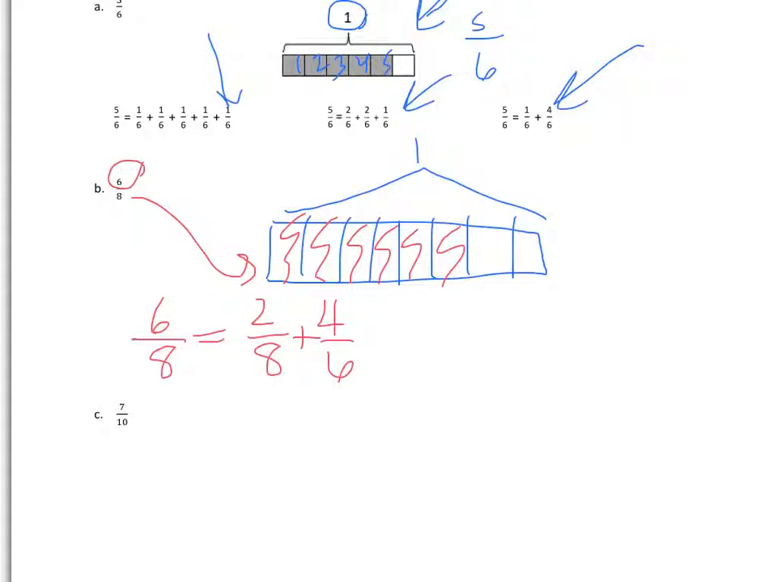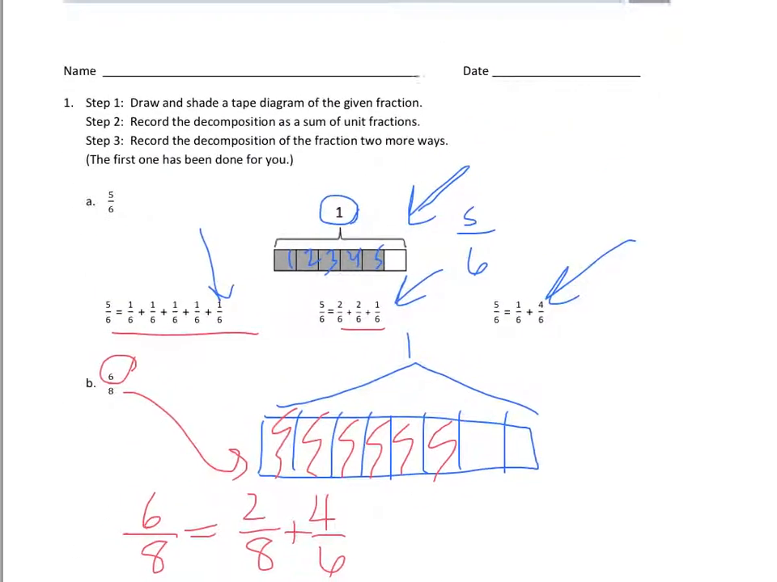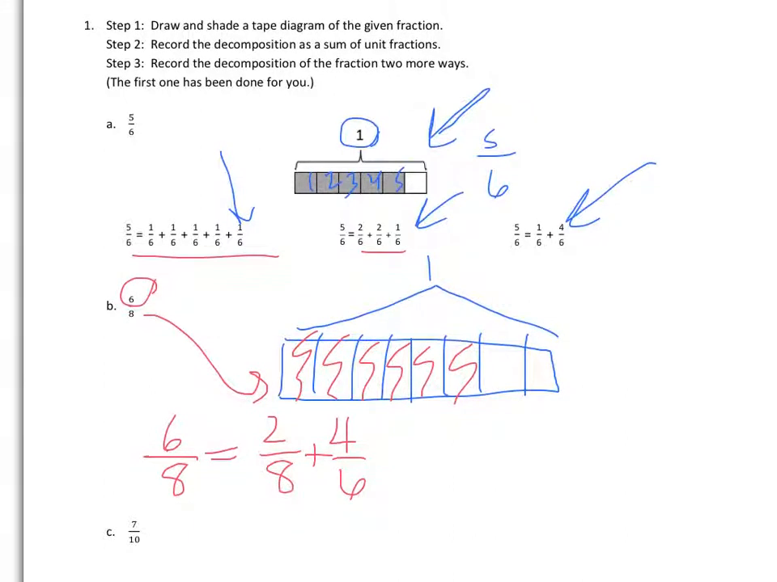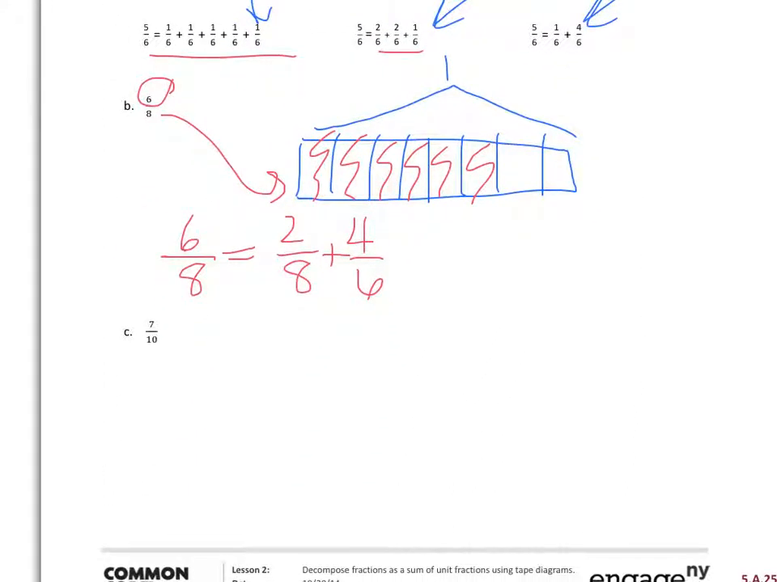Students can also do longer, like you can see here. They did one that had 5 add-ins. This had 3 add-ins. They're welcome to do as many different ways as they can to decompose the fraction. So it says two more ways, or for instance, in this case, maybe a total of 3 ways. And then they do part C the same way.